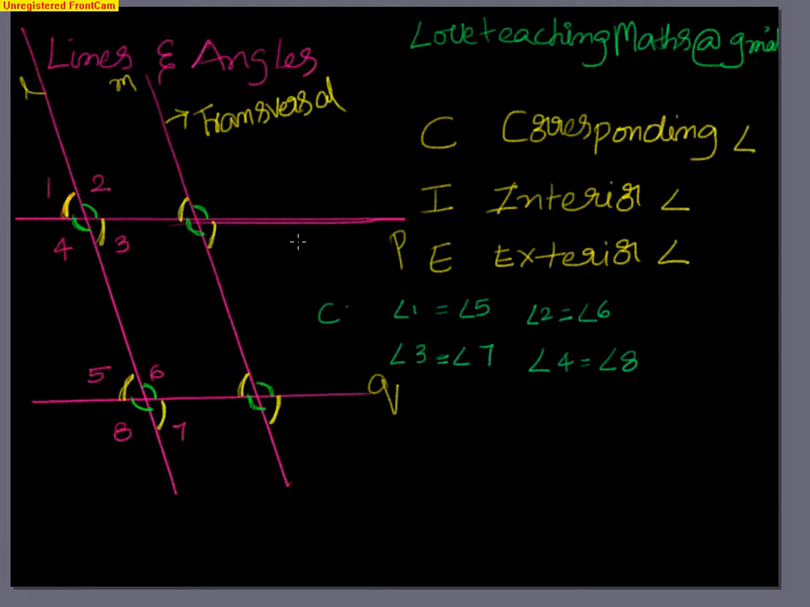And let's also know what interior angles and exterior angles are. See, we have here two parallel lines. Whatever angles you have inside the two parallel lines, that's 3, 4, 5, 6, they are called interior angles. And similarly 1, 2, 7, 8 are called exterior angles. So the angles which are between those two parallel lines are called interior angles. The angles outside the two parallel lines are called exterior angles.